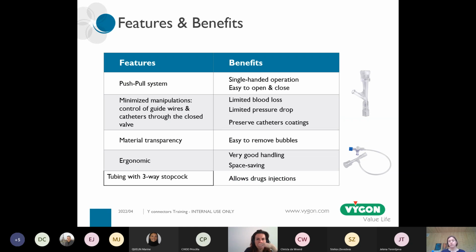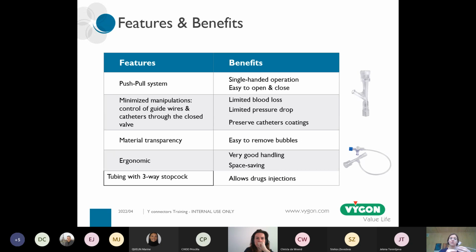The benefit of the Squid is that as it is a push-pull system, you can use it with one hand. It's very easy to open and close. You have minimum manipulation, okay? You can control your guide wire through the closed valve, the same as for MyShell. So you have limited blood loss, limited pressure drop, and you have a silicone valve which preserves the catheter coating.